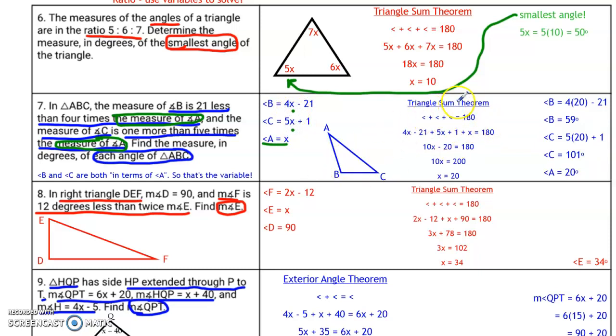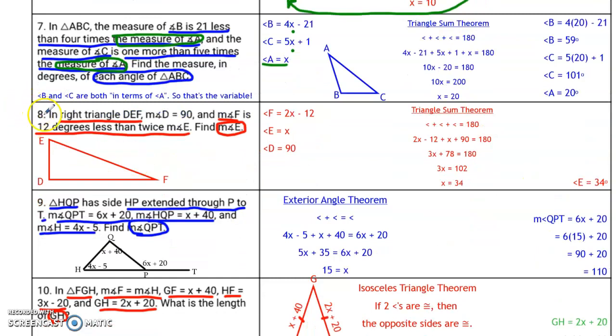Draw the triangle, triangle sum theorem, solve for x, and then substitute it in because it asks for each angle of triangle ABC. For question number 8, we draw a triangle again. It's a right triangle, which means it's got a right angle. This is the right angle here. It tells us that angle D is equal to 90.